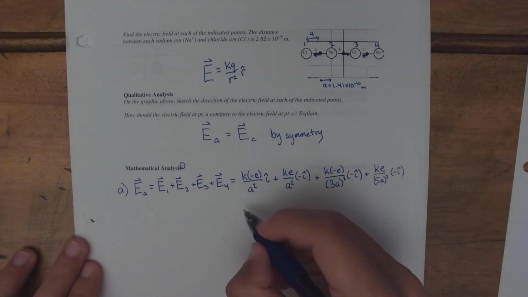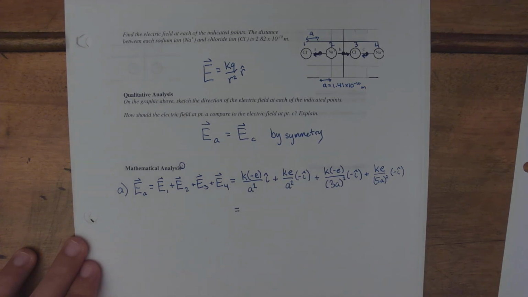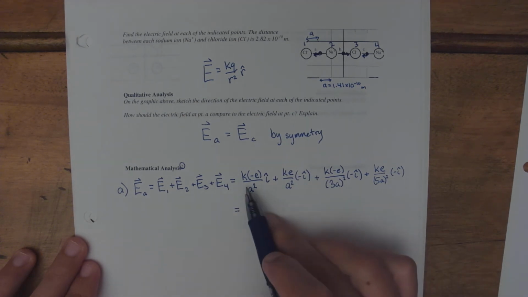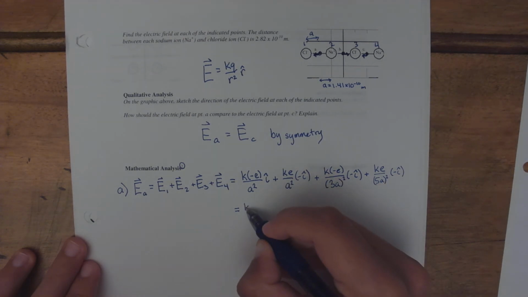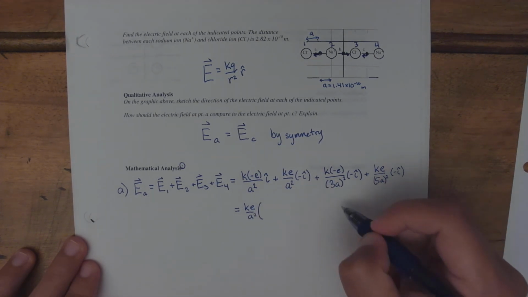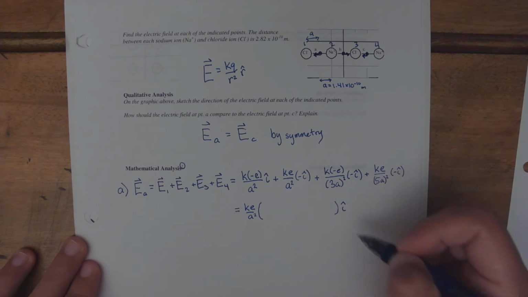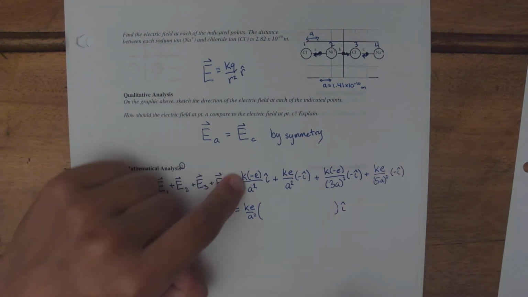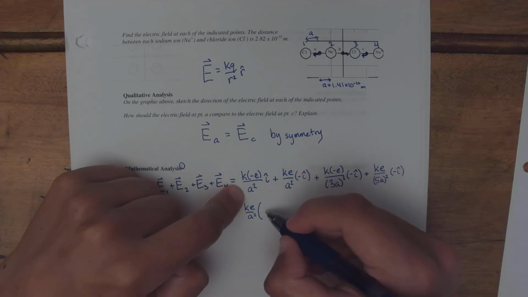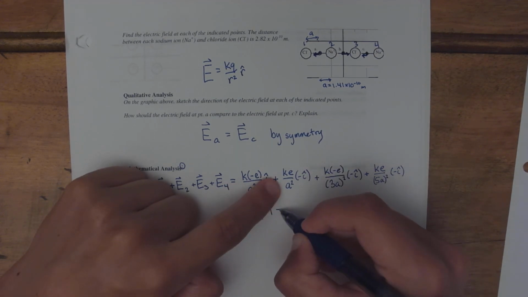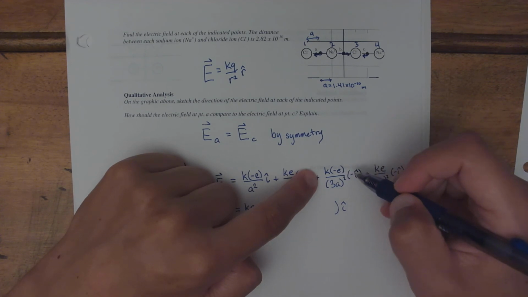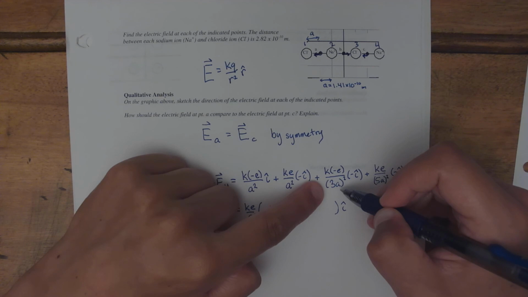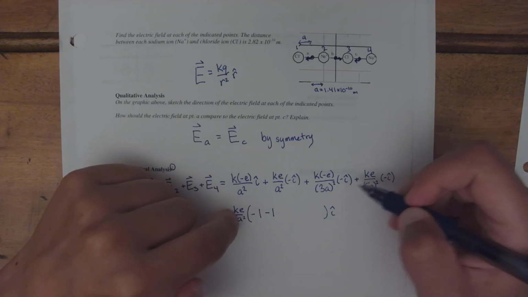Okay, so let's simplify this a little bit. In each term, I have a K and an E over an A squared, so let's pull that out. KE over A squared. And then I'm going to pull out an I hat also and put that at the end. So what I'm left with for this first term here is a negative 1. Same thing for the second term here. For the third term, I have a negative sign and a negative sign, so that's positive. It's divided by 3A squared. 3A squared is 9A squared. I already pulled out the A squared.